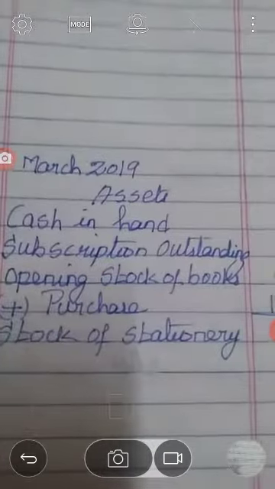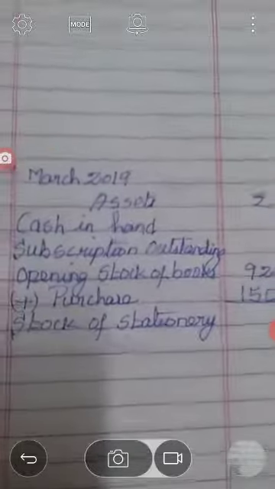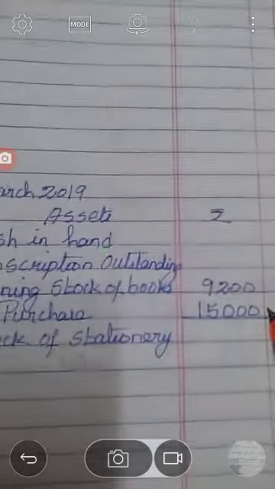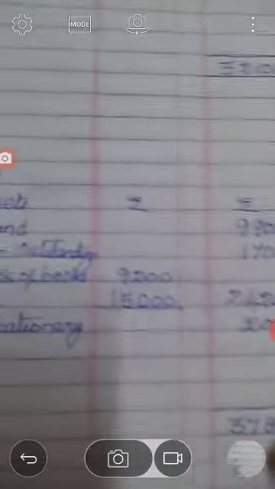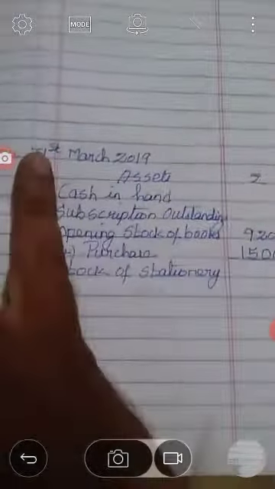Books purchased: the opening stock of books is already given. The opening stock of books is 9,200 plus purchases 15,000, so the total is 24,200. Opening stock plus purchase.